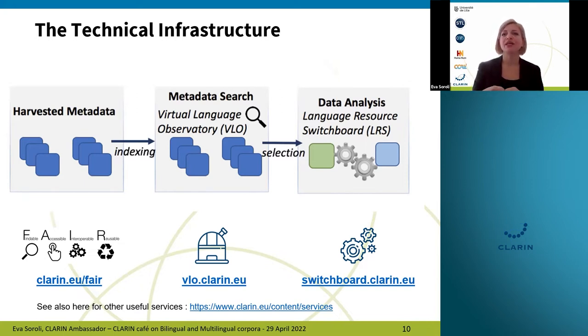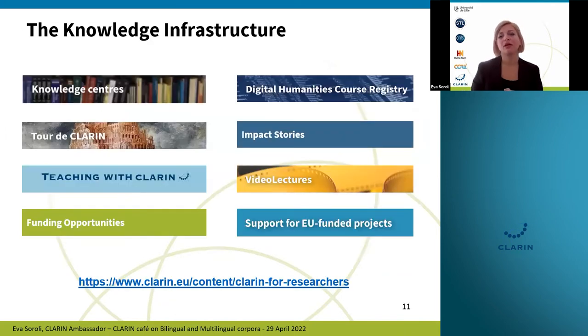The language resource switchboard allows you to discover web services for the analysis of the selected data. The aim in this infrastructure is to offer knowledge in an organized way. So you have digital humanities course registries where you can access programs and courses in digital humanities. You have also the Tour de CLARIN and impact stories, which provide useful information about what the various national consortia and specific centers can offer in terms of data, tools, and services.